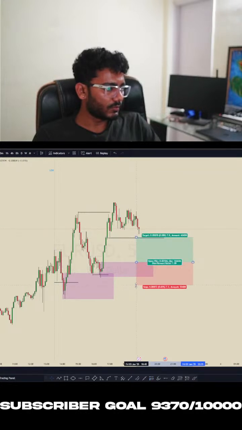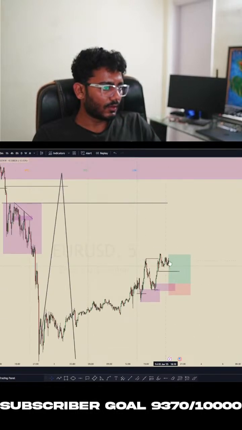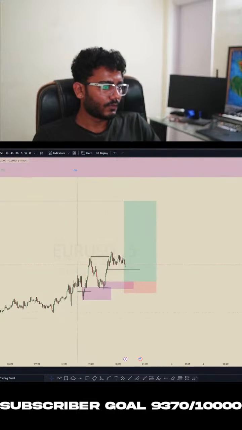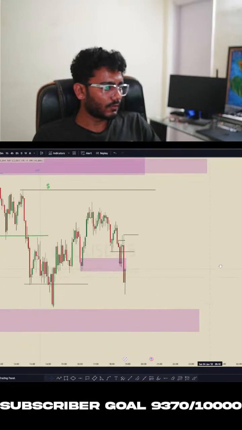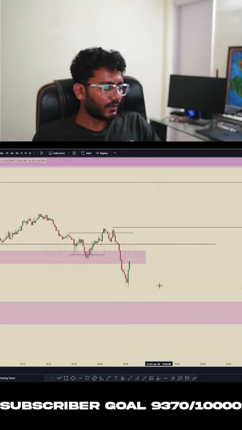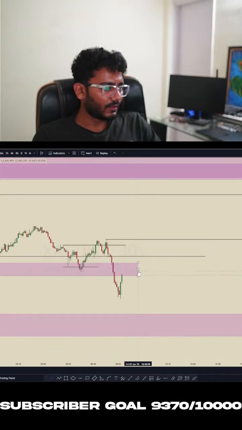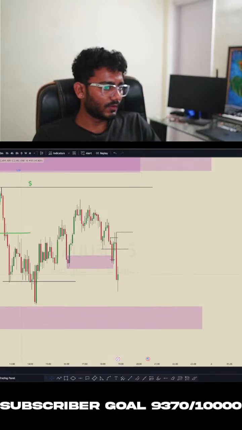Entry, stop loss below this low, and the next high will be our target, and our second target will be this area of liquidity, which is this one, like this. So I'm waiting for price to break this high. I think price will go higher on gold, even though our stop loss is hit.